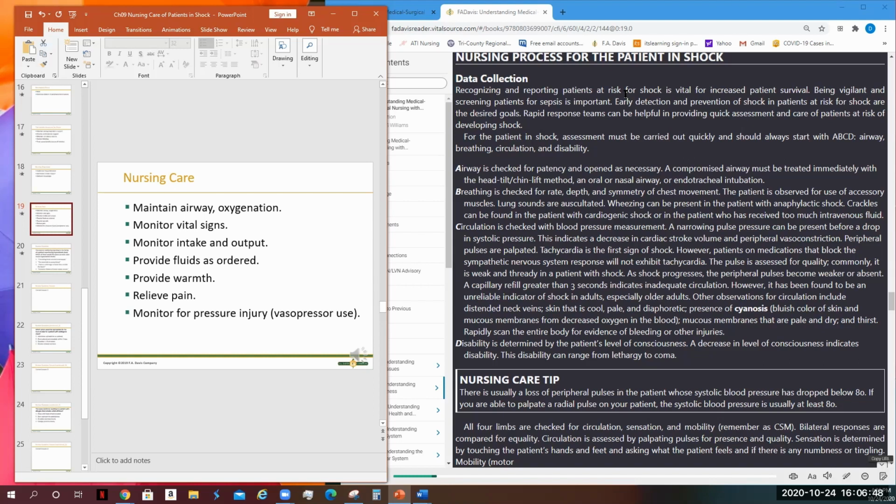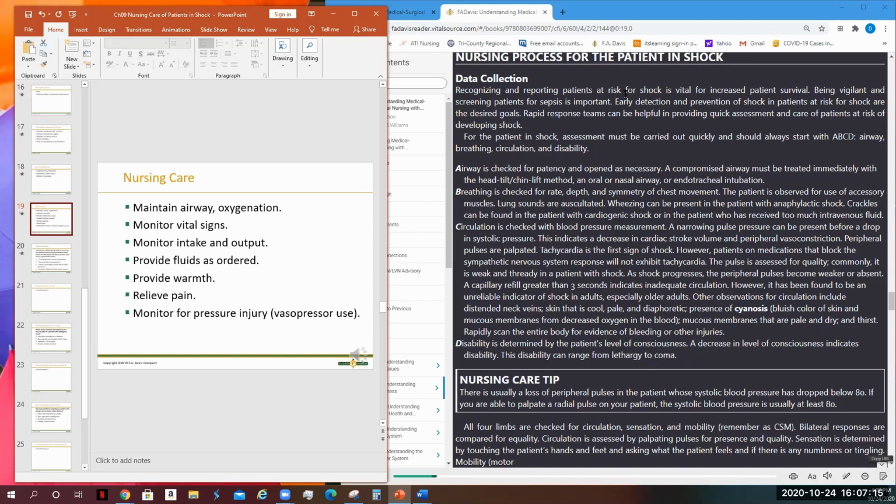The patient is observed for use of accessory muscles. Lung sounds are auscultated. Wheezing can be present in the patient with anaphylactic shock. Crackles can be found in the patient with cardiogenic shock or in the patient who has received too much IV fluid. Circulation is checked with blood pressure measurement.